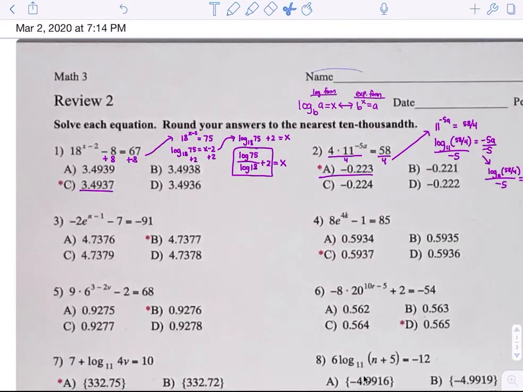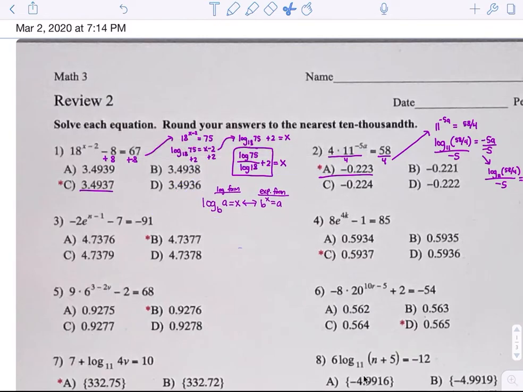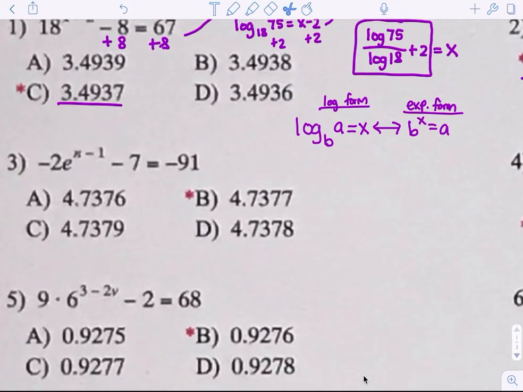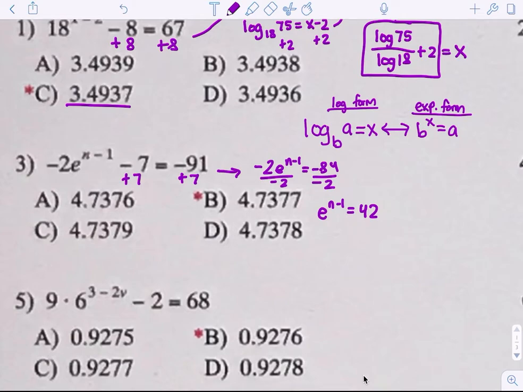Let's bring these formulas. Okay. Add 7 to both sides. Negative 2 e to the n minus 1 is equal to negative 84. Divide both sides by negative 2. e to the n minus 1 is equal to 42. This is an exponential form, so now we gotta get this into log form. Log base e of 42 is equal to n minus 1.